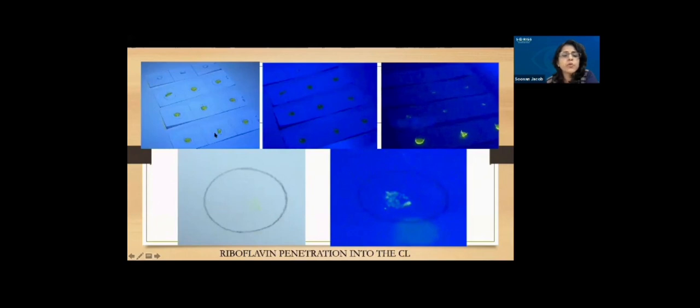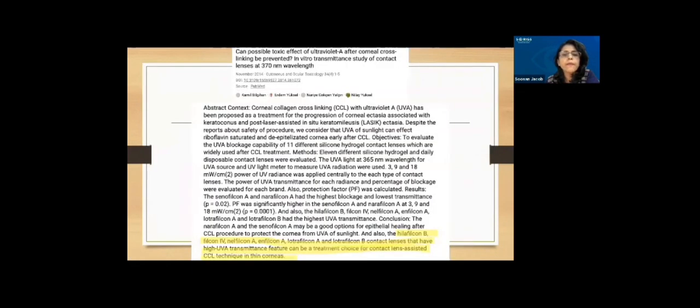Here's an experiment where I took this contact lens, placed it on filter paper, and put riboflavin solution onto the contact lens, which was held facing up. When we removed it after different periods of time, we saw that the riboflavin had stained the filter paper underneath, which shows that the riboflavin penetrates into the substance of the contact lens and through it. It's not just a coating; it's actually saturating the contact lens material. Another group showed in a paper that it's not just this contact lens, but other contact lenses could be used for this technique.